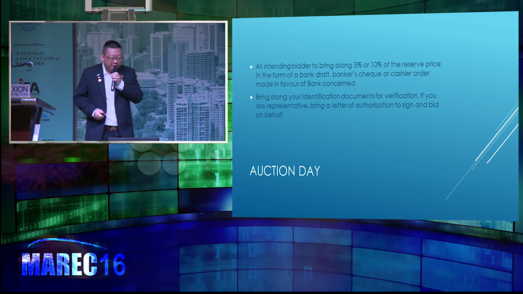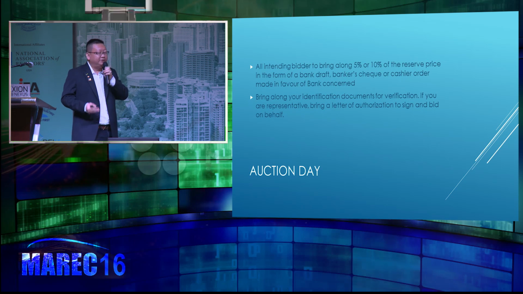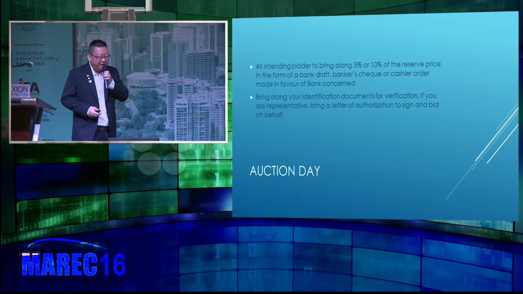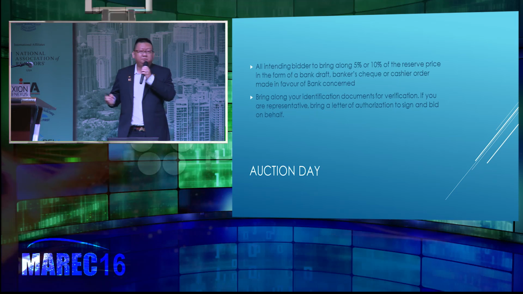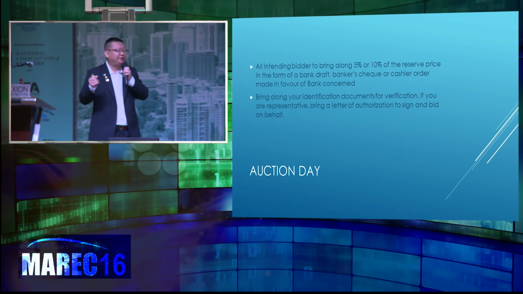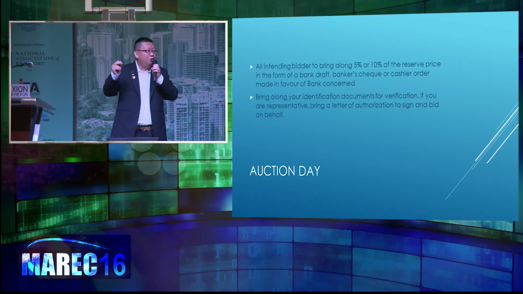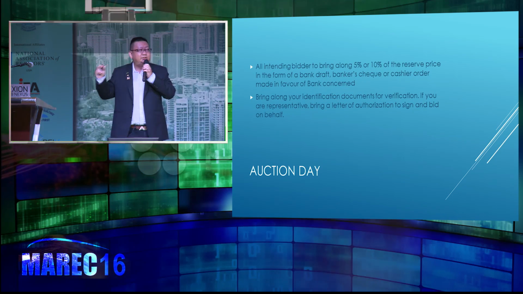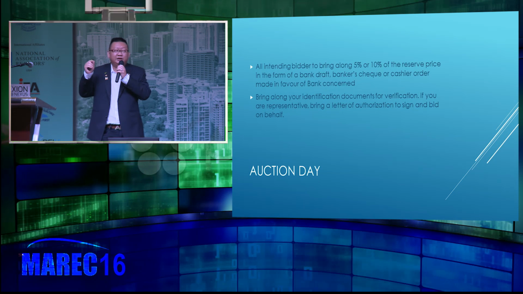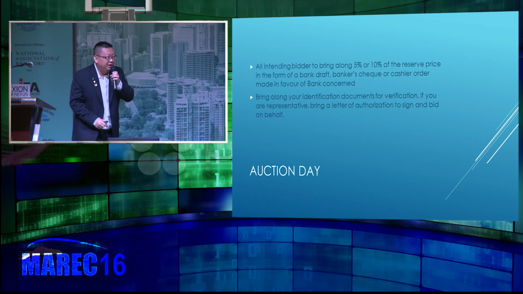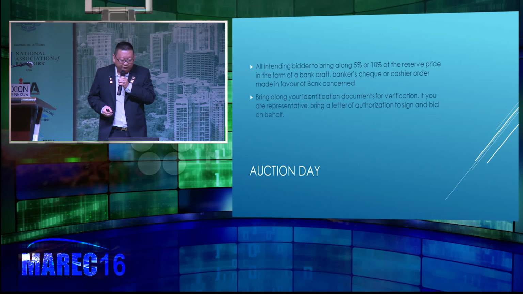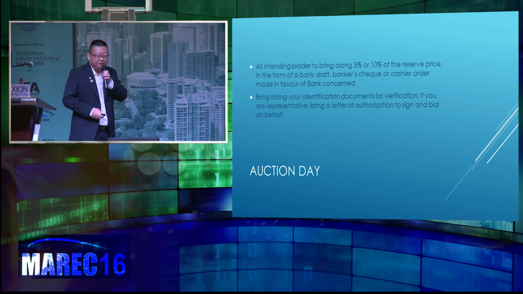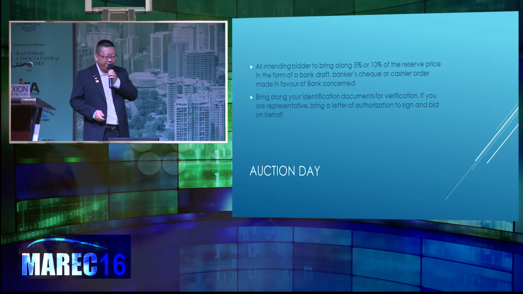Okay, on the auction day itself, all intending bidders must bring along your 5 to 10% of the reserve price cheque in the form of a bank draft, banker's cheque, or cashier's order made in favor of the bank concerned. We have cases where the interested bidder wrote the wrong name. There are many ways to write this cheque. You always refer to the POS, how to write and issue this particular cheque is very important. If you write it wrongly, you are not eligible to bid. And bring along your ID card. And if you are the representative, you bring a letter of authorization to sign and bid on behalf.